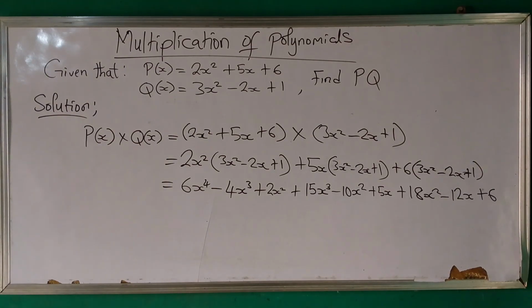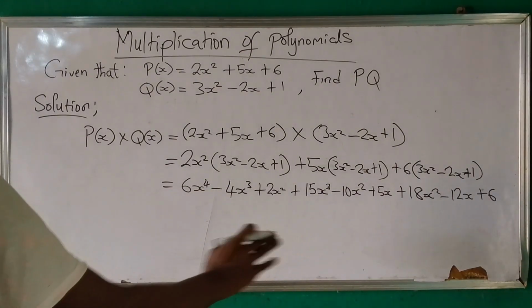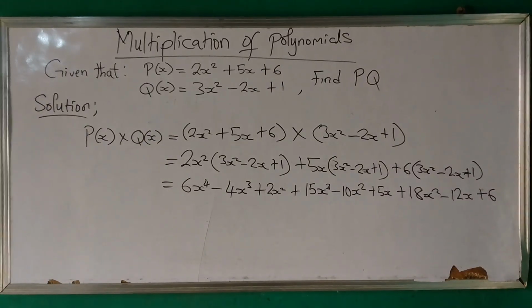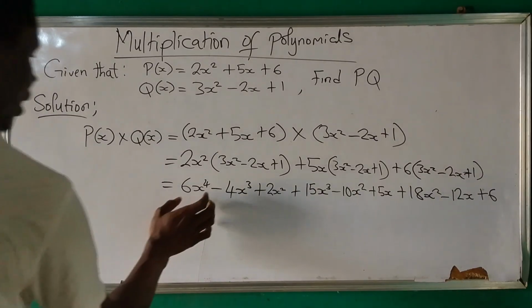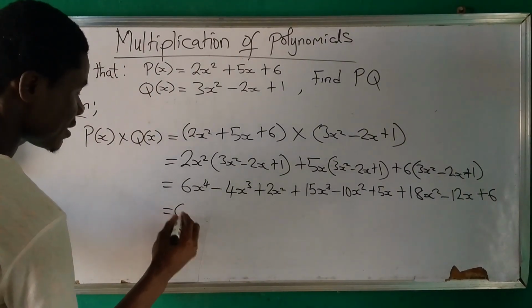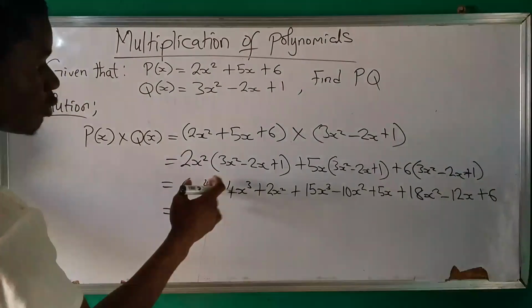Alright, since we've gotten to this point, what we have to do is to begin to write the x in descending power. The highest power here is 4. So we arrange it in descending order. That is, after 4 we would see 3, after 3 we would see 2, after 2 we would see 1, and then we'll see the constant. So we would have to arrange x in descending order. Alright, so we have 6x raised to power 4. This is the only time where power 4 appears.